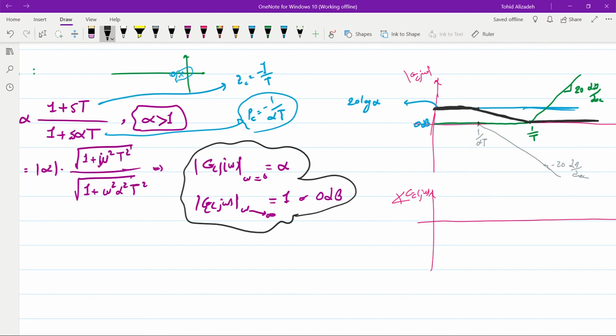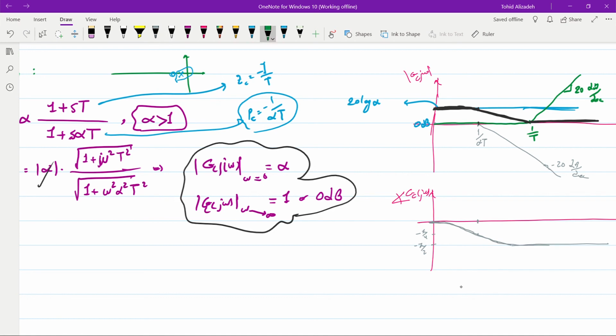In terms of the phase, alpha will have no contribution, it will be 0 degrees. Then regarding the pole, which appears at -1 over alpha t, initially we will have 0 degrees. At that frequency, we'll have minus pi over 4. And finally, it will go down to minus pi over 2. So this will be the approximate phase plot for that system.